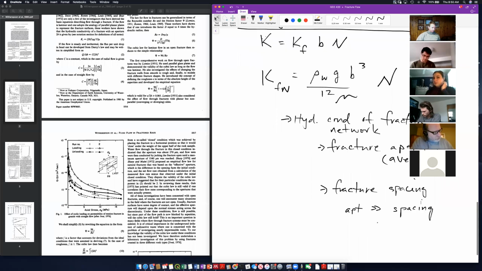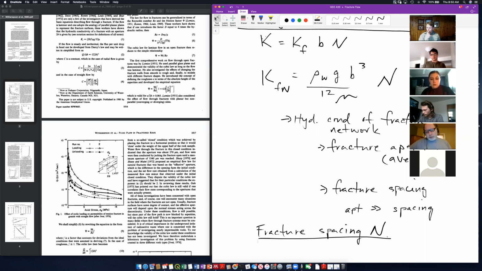Okay, so we can figure out the spacing N. Sure. Is that kind of like the pore throat? It's exactly like the pore throat. How pore throat is most important for permeability? Yep.